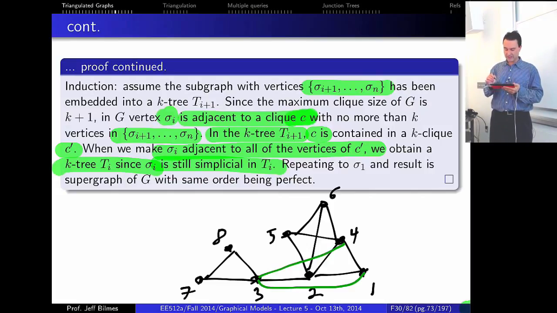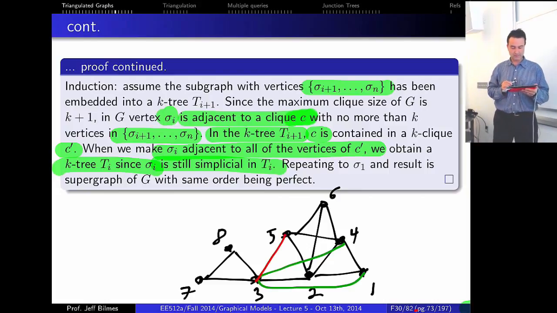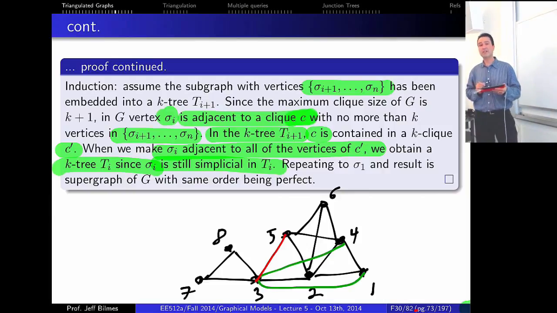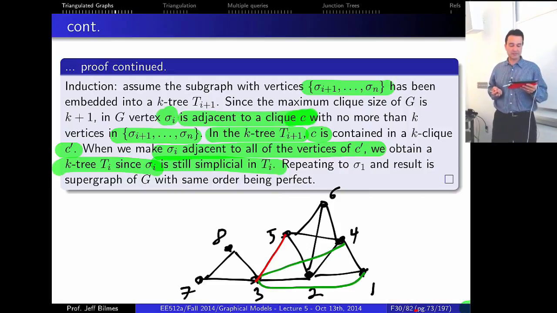So 5 right now is adjacent to 4 and 2, but it's not adjacent to 3. So we need to add an edge. So let's say we add this edge. Okay, so is 5 now adjacent to 3 vertices in the set of previous vertices that are a clique? Yes, because it's adjacent to 4, 2, and 3.